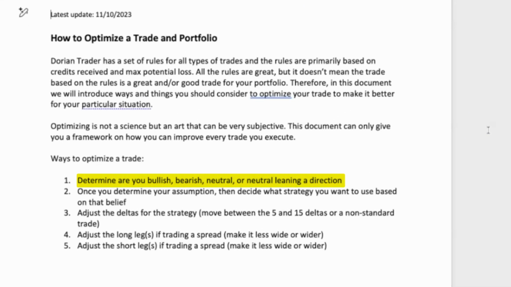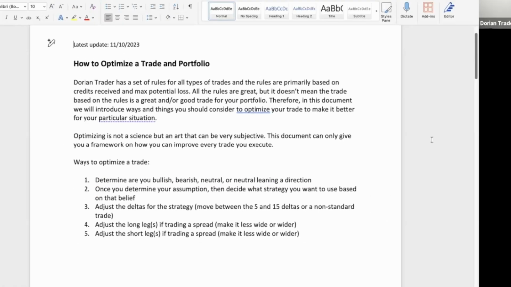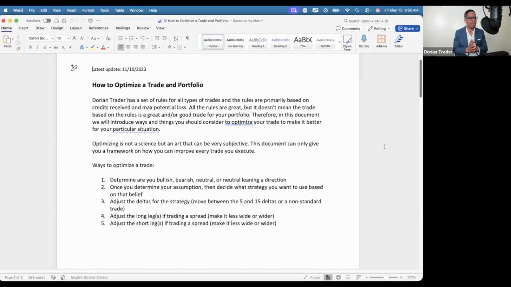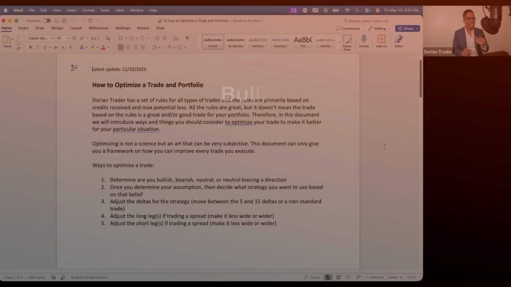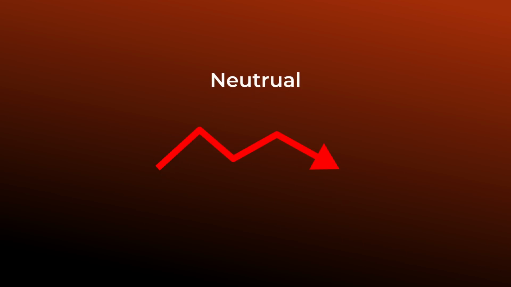Determine, are you bullish, bearish, neutral, or neutral leaning in a certain direction? This is important. We always need to have an assumption when we put on a trade, and then throughout the trade, we need to have our take. We need to have our opinion. So is it bullish? Is it bearish? Is it neutral? Or is it neutral kind of leaning bullish or bearish?